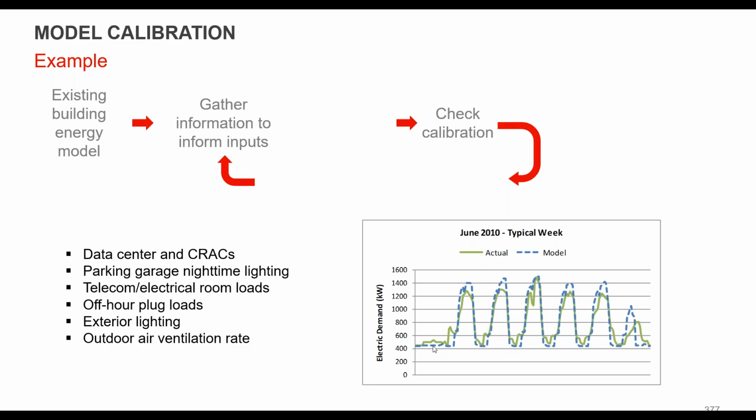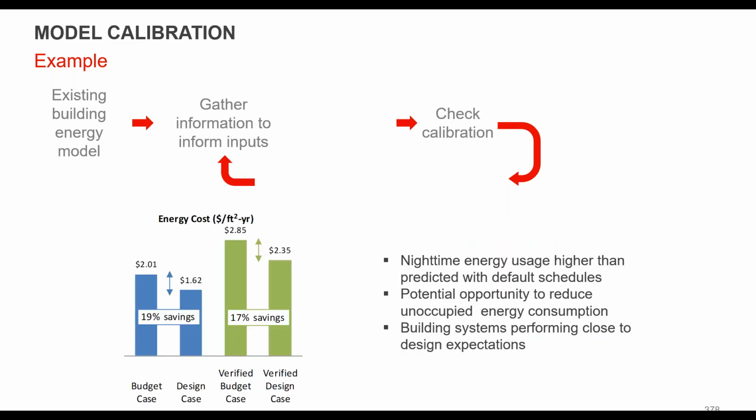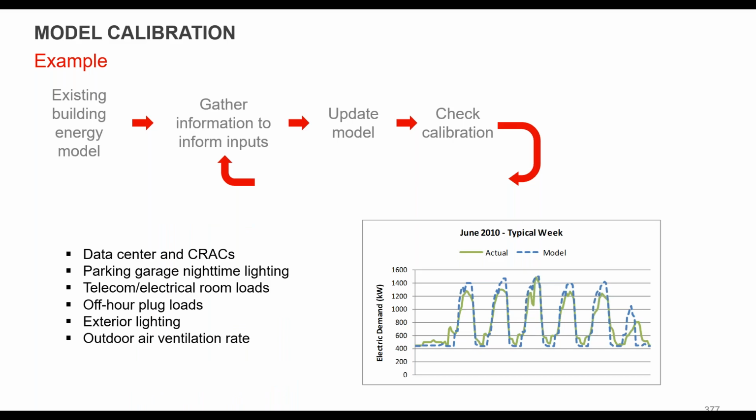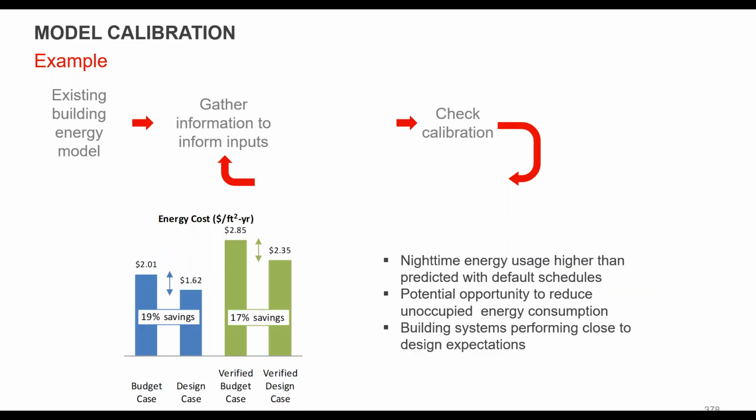But there was a bunch of other little smaller things to pick up in terms of garage lighting, some smaller IT, plug loads and data center for off hours, and some ventilation rates that were picked up here. So you're going to go ahead and update all those in the model, and you're going to recheck your calibration. In this case, we're making sure that our at least electric demand is there.